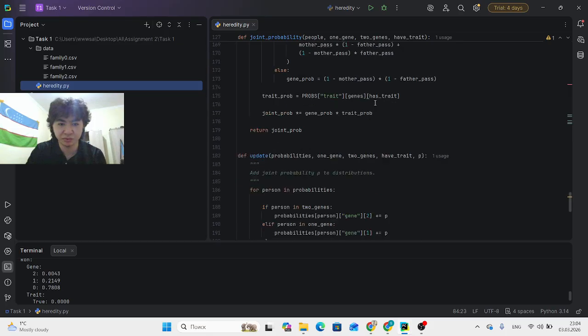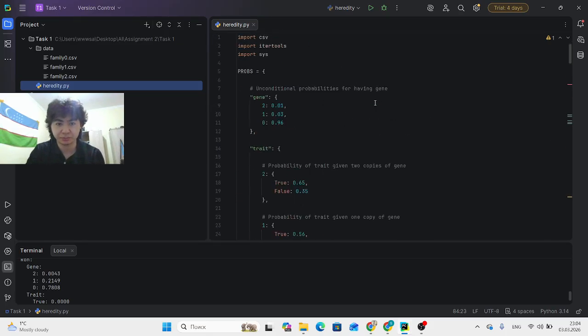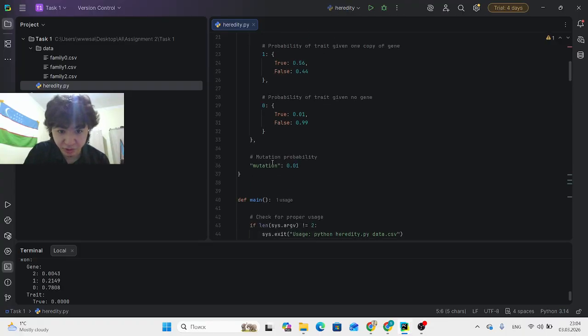Let me find it first of all. And yes, this is the probs class. There are, for example, genes, true, false, traits, and mutations. So it holds the probability of a person having 0, 1, or 2 copies without knowing the parents, and the probability of showing the trait depending on the number of gene copies. And the mutation is the chance that a gene changes during inheritance.